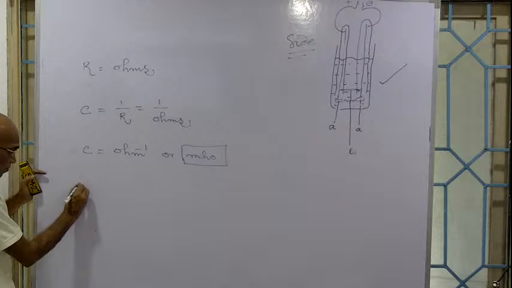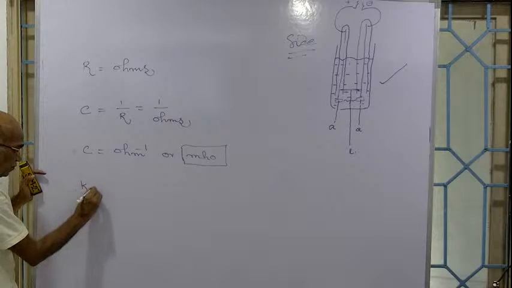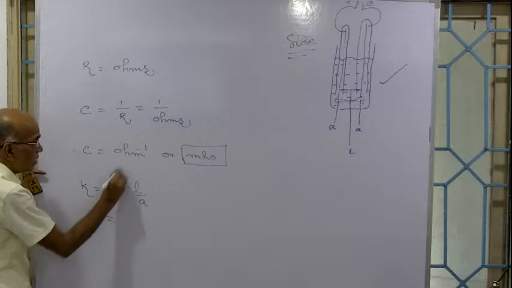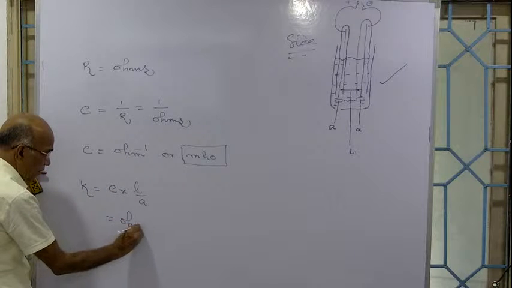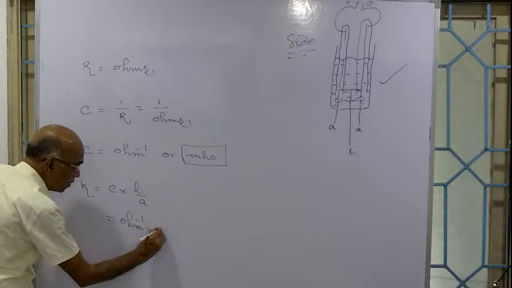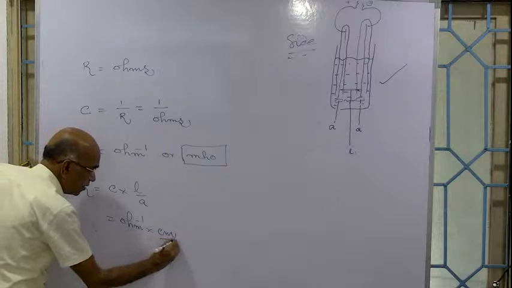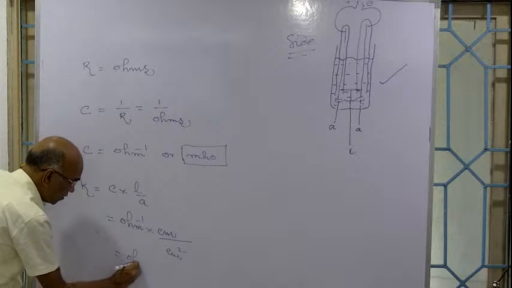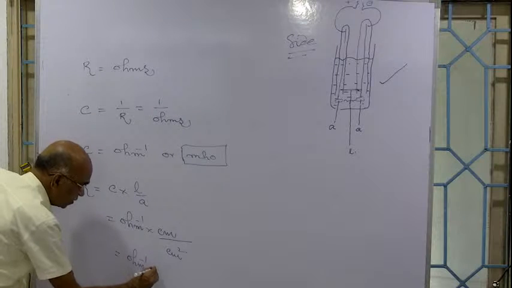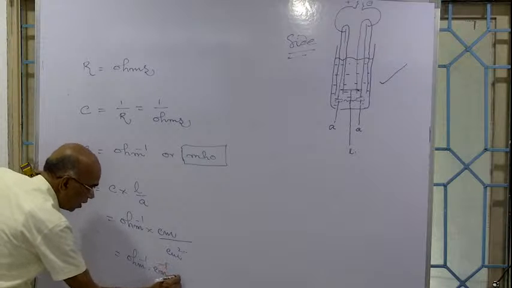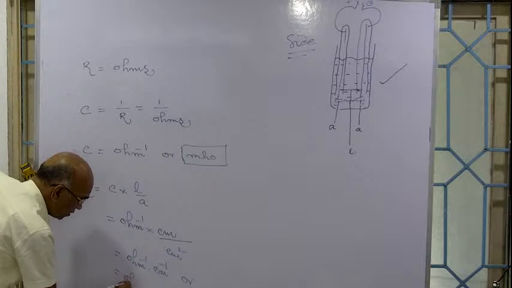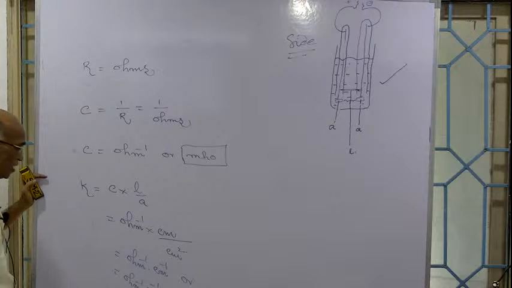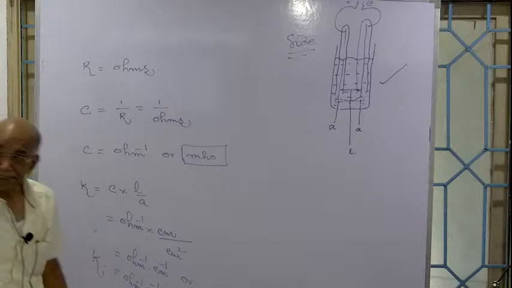Now K is equal to C into L by A. C is ohm inverse. L is the distance between the two parallel electrodes in centimeters, and A is the cross sectional area in centimeter square. So the unit is ohm inverse and centimeter inverse, or ohm inverse meter inverse. This is the unit of specific conductance. The unit can be asked.